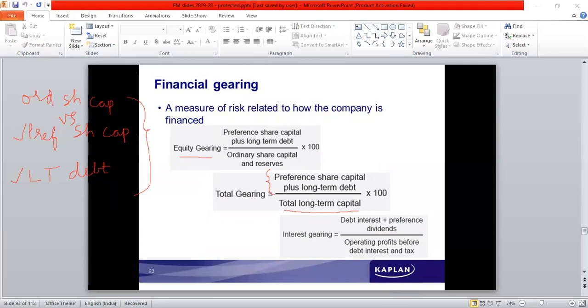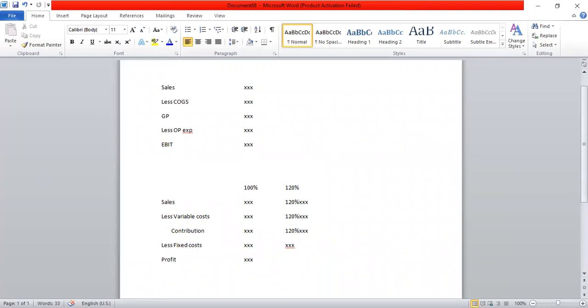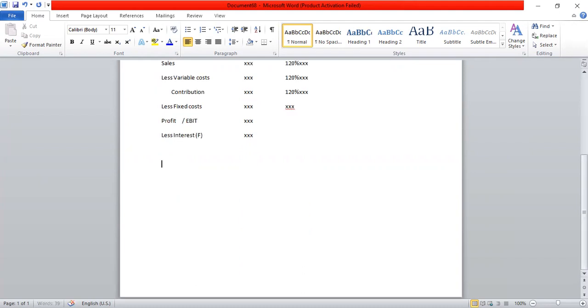So you might be wondering, what about this fixed cost? So here, this profit is also called EBIT, isn't it? So from EBIT, we have to deduct less interest, which again is a fixed item. Then we see this is called EBT.